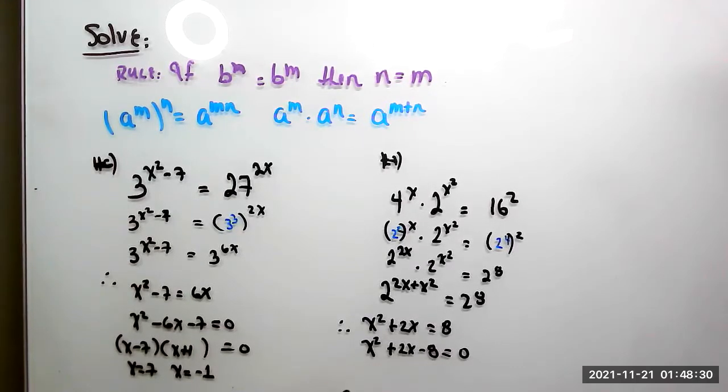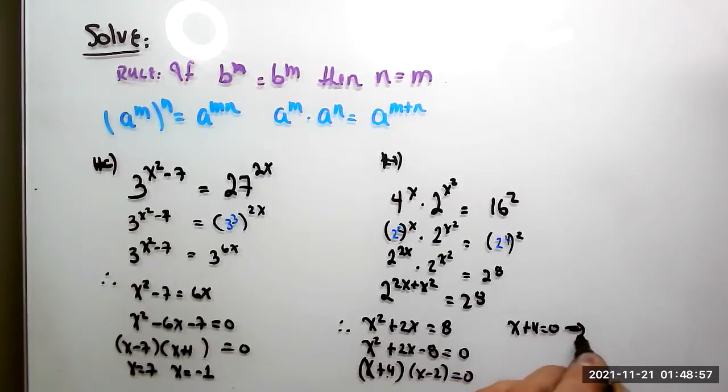Factors of negative 8 that give me plus 2: perhaps 4 times negative 2 is negative 8, and 4 minus 2 is positive 2. So x plus 4 times x minus 2 equals 0. When x plus 4 equals 0, x equals negative 4. When x minus 2 equals 0, x equals 2. So we get two solutions for this one.